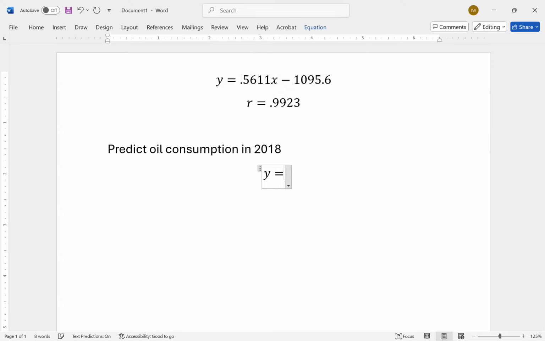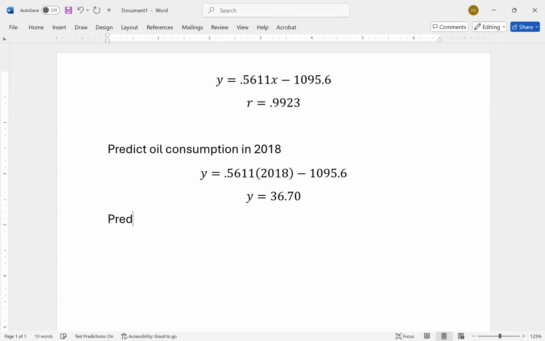So Y is equal to 0.5611 times the year 2018 minus 1095.6. When I do that calculation, that's something we just type into our calculator. It comes out as 36.6998. And because all of our data was rounded to 2 decimal places, I'll go ahead and round this to 2 decimal places as well. That 69 rounds up to a 70.